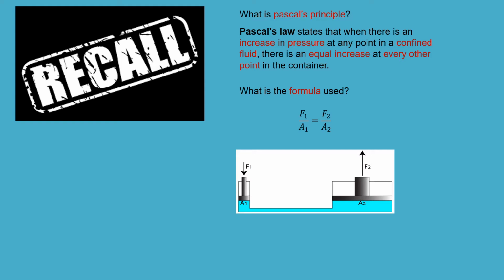F1 refers to the input force, and A1 is the small piston area. F2 refers to the output force, and A2 refers to the large piston area.